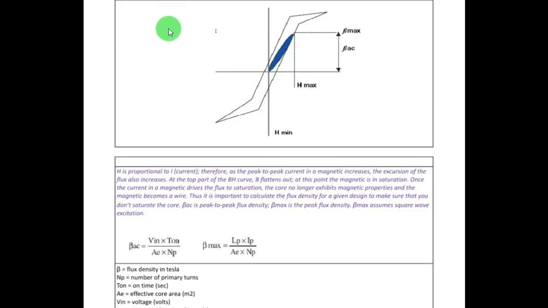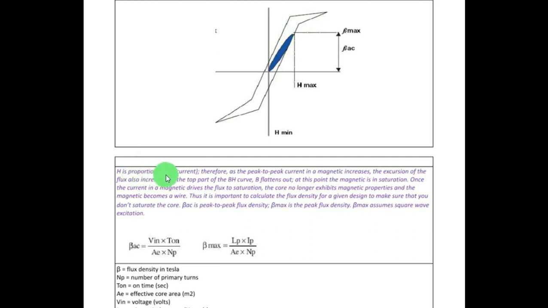Now let me explain a bit about the BH curves. I will not cover here how to plot your BH curve. You can see here this is the field intensity and this is the field density. H max is intensity and B is density, and this is B AC, the peak to peak value of magnetic flux density. You can see your curve got flattened, which means your core is getting saturated. At this point your core is in saturation and your transformer will no longer work as a transformer, it will work as a simple wire.